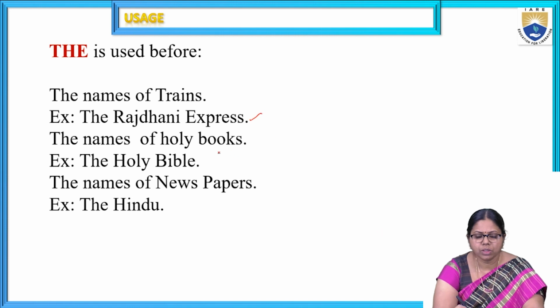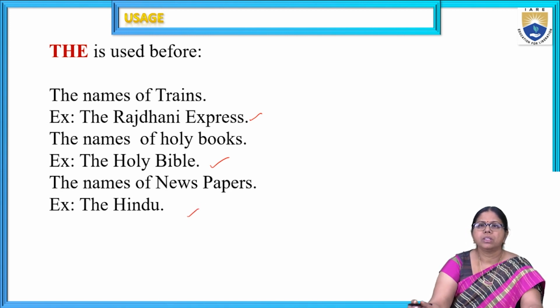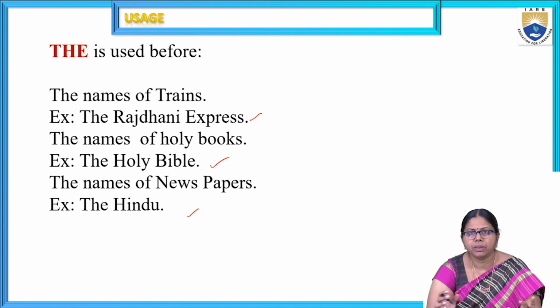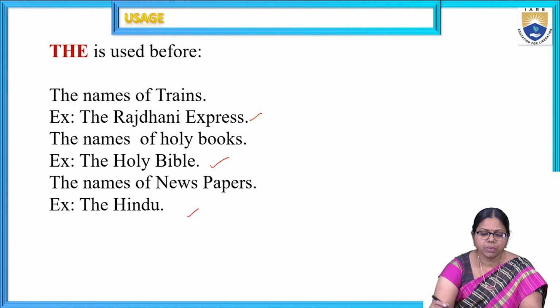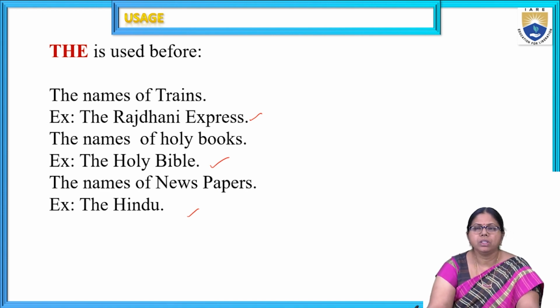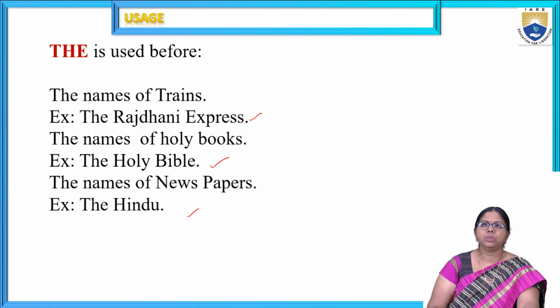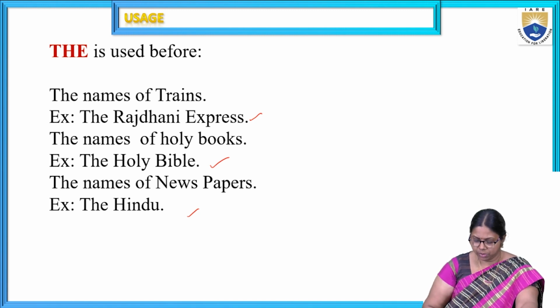And we also use the before the names of holy books, like the Bible, the Quran, the Ramayana, the Mahabharata. And we also use the before the names of newspapers, like the Hindu, the Deccan Chronicle, the Indian Express. Because no other newspaper exists with the same name, we use the before the names of newspapers. The is used before the names of trains. The is used before the names of holy books.